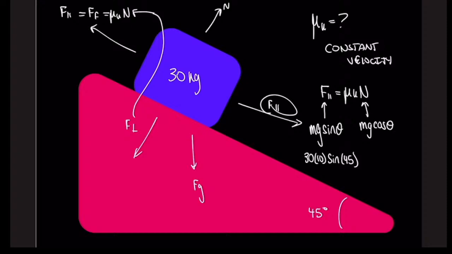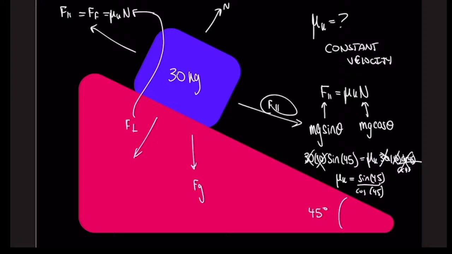So if I want to put this in, what do I have? I have 30 times 10 times sine 45 will be equal to mu kinetic times 30 times 10 times the cosine of 45. Well, the 30 and the 10 are on both sides, so those are just going to cancel each other out. So if I rearrange this, I'm going to divide off the cosine 45, and I get mu k is equal to sine 45 over cosine 45.